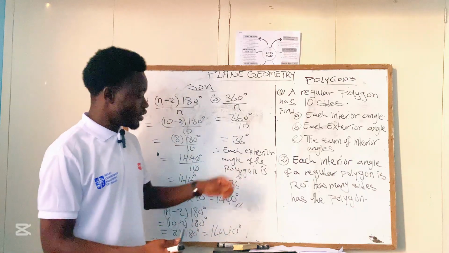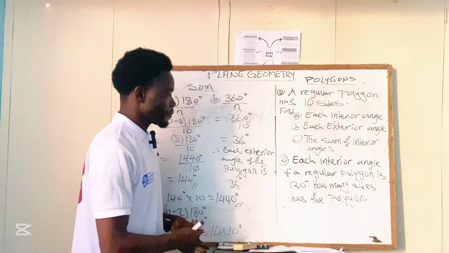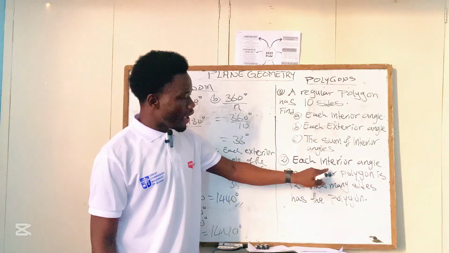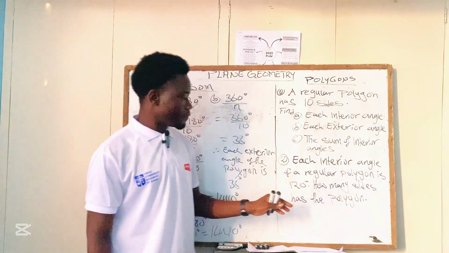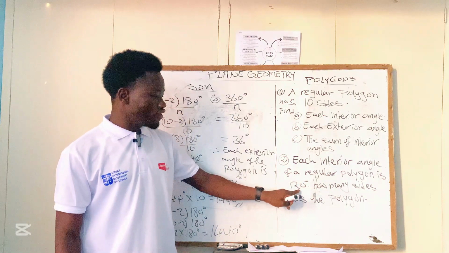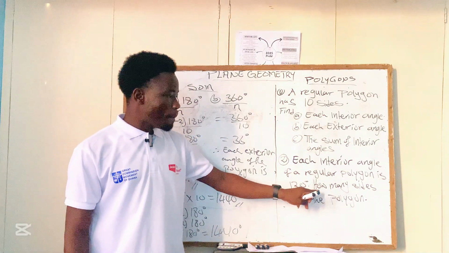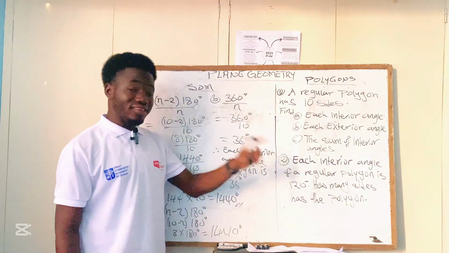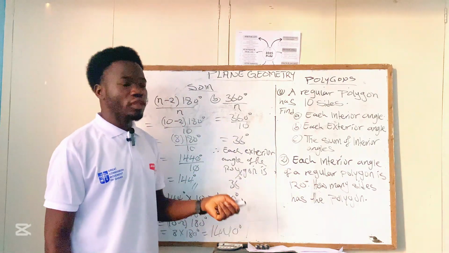So let's continue with the next question. The next question is asking that each interior angle of a regular polygon is 120 degrees. How many sides has the regular polygon? Here they've given us the interior angle. Now we are looking for the number of sides.